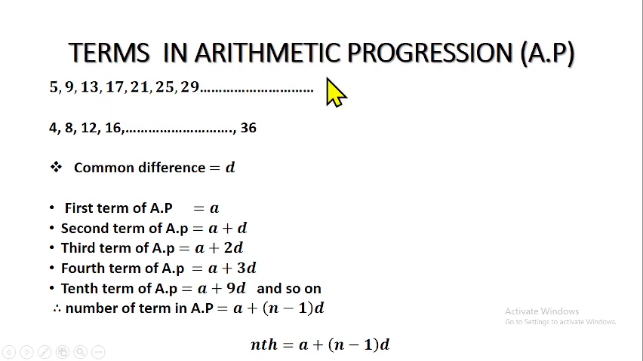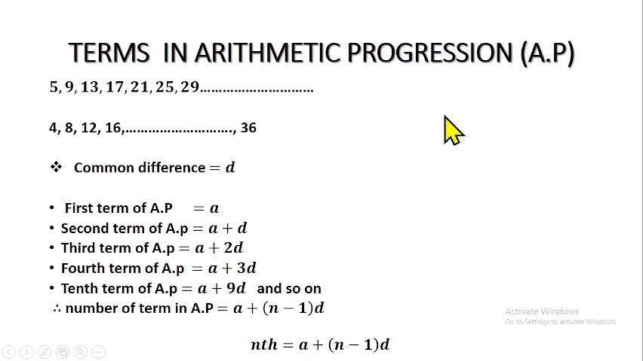Let's compare this sequence and this sequence. The difference is that both of them belong to arithmetic progression, but this one does not have an end. We don't know the end of this one, but this one we know the end. The end term is what? 36. The last term of this sequence is what? 36. But as far as this one is concerned, we don't know the last term. We don't know the end of it.